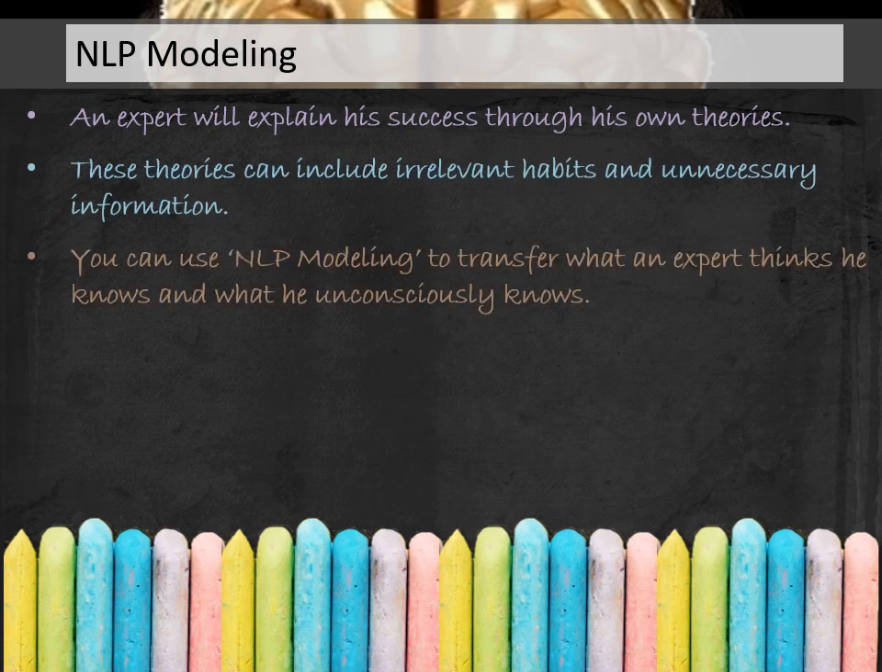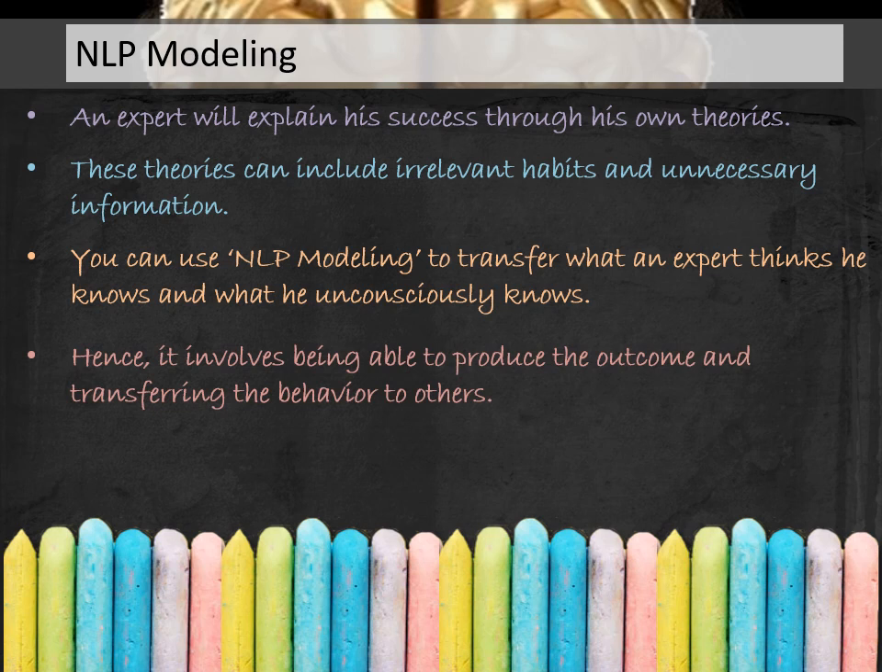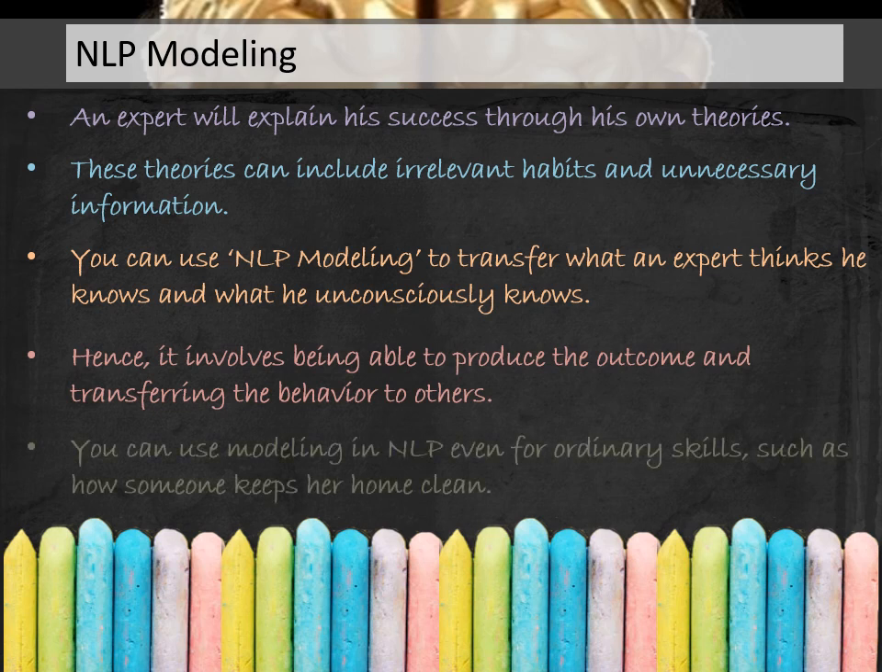You can use NLP modeling to transfer what an expert thinks he knows and what he unconsciously knows. Hence, it involves being able to produce the outcome and transferring the behavior to others. You can use modeling in NLP even for ordinary skills, such as how someone keeps their home clean.